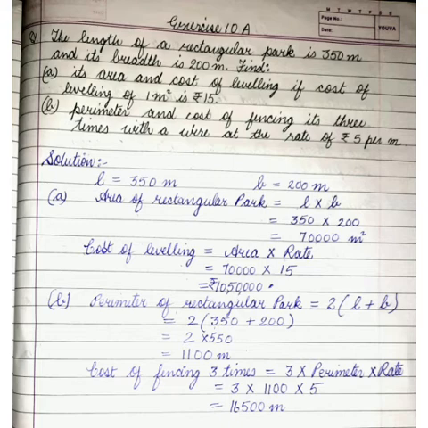Now to find the cost of leveling, it covers the whole area. That's why we are taking area multiplied by rate. So area we have already got as 70,000 multiplied by rate, that is given to us in the question as rupees 15 per meter square. If we multiply them, we get 10,50,000.